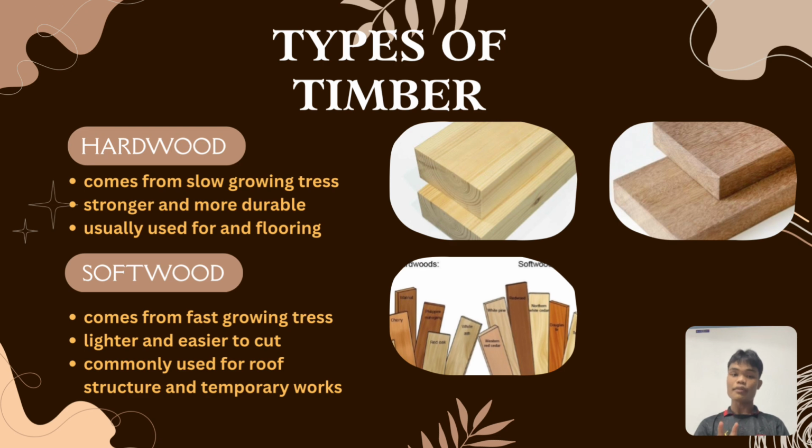In today's video, I will tell you about types of timber. There are two main types of timber, hardwood and softwood. Hardwood comes from slow-growing trees. It is stronger, harder, and more durable. Because of its strength, hardwood is commonly used in furniture and flooring.